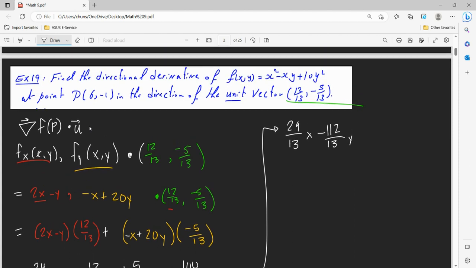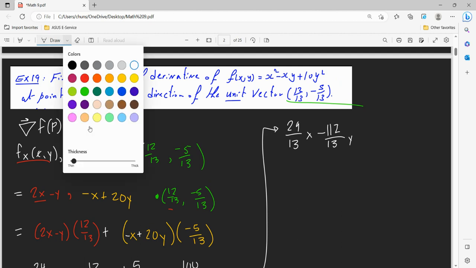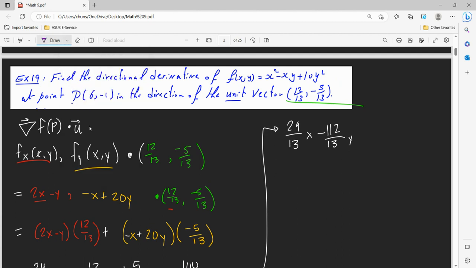And when we plug in for our x and y values, which are given in this initial point, which I'm going to highlight in purple, so this is 29 over 13, and our x is 6, then minus 112 over 13, and our y is negative 1, this becomes 29 times 6, 174 over 13, plus 112 over 13. 174 plus 112 is 286 over 13.